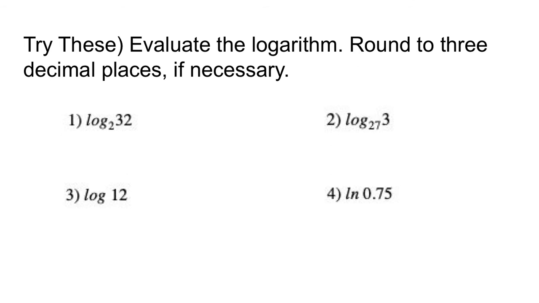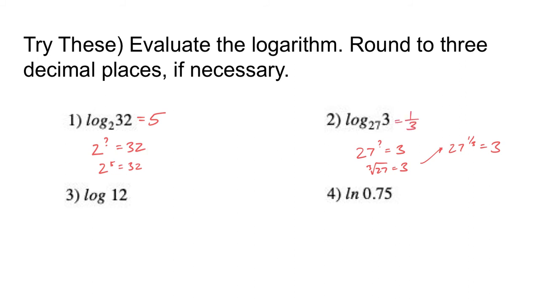Okay, now that you've had an opportunity to try the problems, let's go here. Number 1, I'm going to rewrite this as: 2 to what power will equal 32? Of course, I know 2 to the 5th power equals 32. So my result is 5. What about number 2? 27 to what power will give me 3? Well, I know the 3rd root of 27 is 3. So I can rewrite this as 27 to the 1/3 power gives me 3. So my result is 1/3.